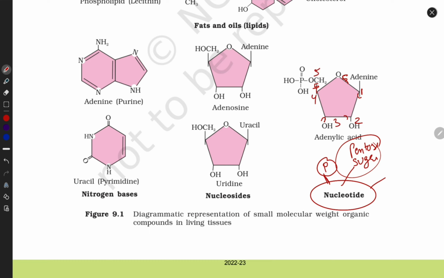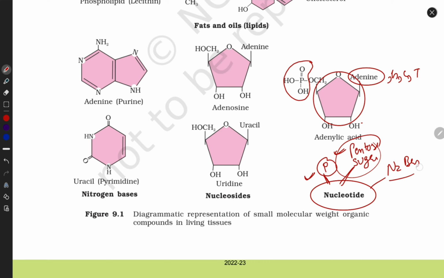Nucleotide means it contains a phosphate group. Okay, this is the phosphate group, pentose sugar, nitrogen base. Again I'm drawing this. If I say nucleotide, it means it contains a phosphate group, pentose sugar, and nitrogen base: adenine, guanine, cytosine, thymine.